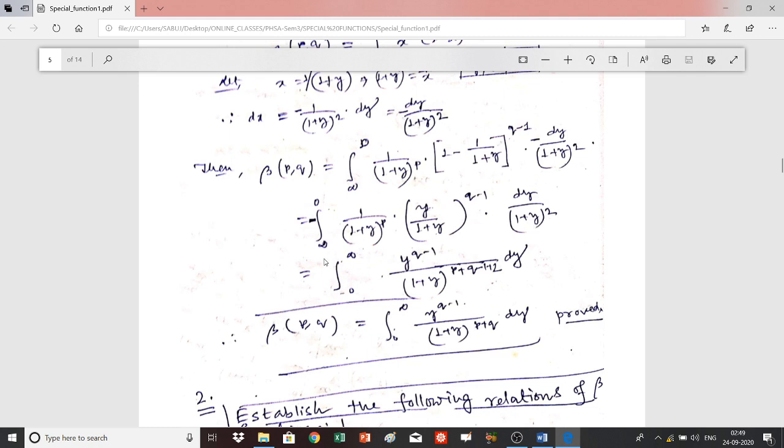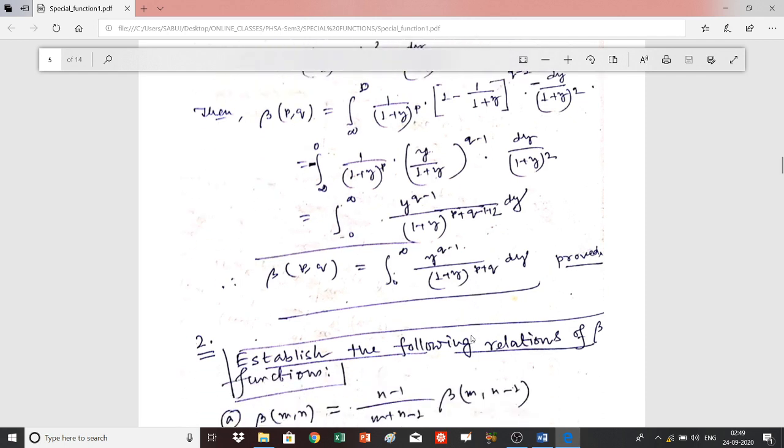So from here just change the limit of integration, so the negative sign will convert to a positive sign, so 0 to infinity, y to the power q minus 1, and then 1 plus y to the power p plus q, from here q minus 1 plus 2. So finally we will get beta(p, q) is equal to the integral from 0 to infinity of y to the power q minus 1 by (1 plus y) to the p plus q dy. So this has been proved.